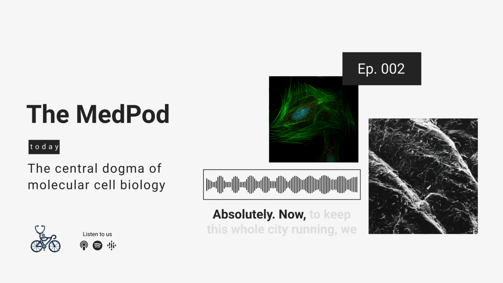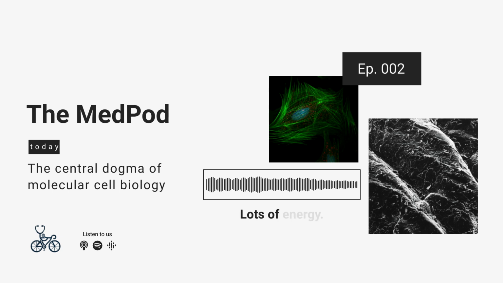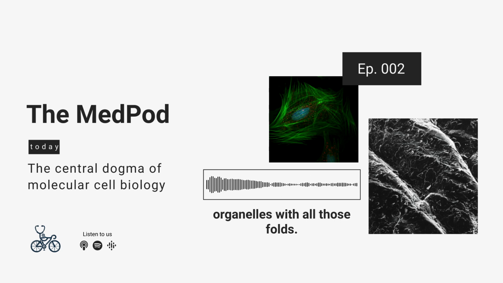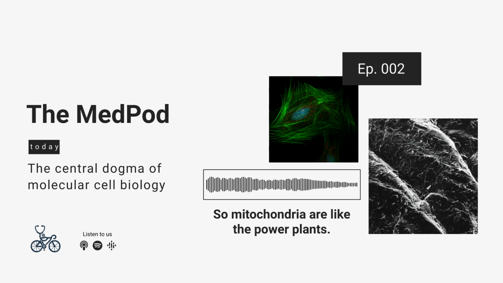Absolutely. Now, to keep this whole city running, we need energy, right? Right, lots of energy. That's where the mitochondria come in. Oh, the mitochondria. The powerhouses. Yeah, those bean-shaped organelles with all those folds. Those folds are called cristae. And they increase the surface area for cellular respiration. Right, that's how we convert nutrients into ATP. Exactly, the cell's energy currency. So mitochondria are like the power plants of the cell.